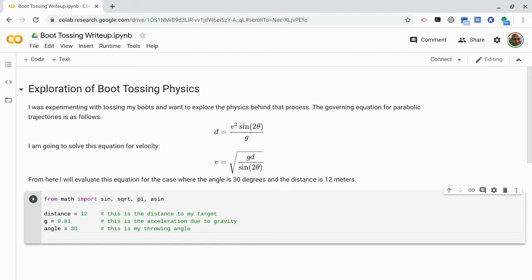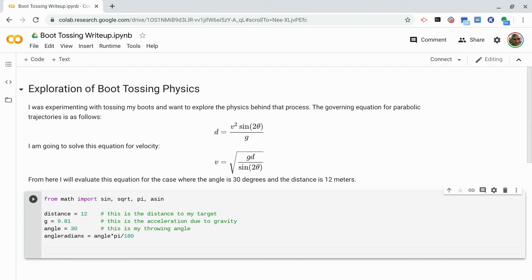I'm going to make a new variable called angle_radians. And if you remember how to do this conversion, you take the angle in degrees and you multiply it by pi and divide by 180. So there's a little statement in Python for calculating the angle in radians, given the angle in degrees, which I defined above, and pi, which came from this import, and 180, which is how we calculate radians. Okay, so now I'm going to do all the math.